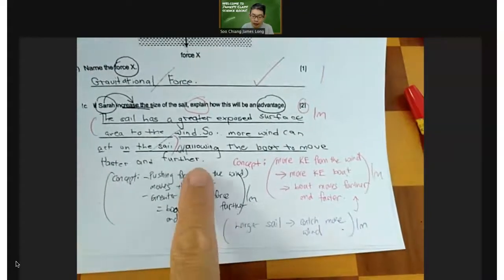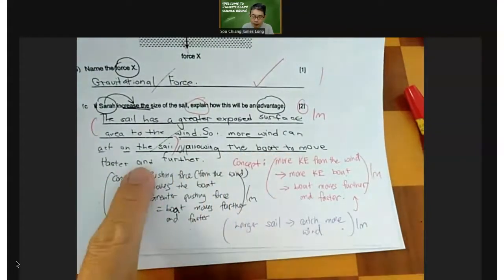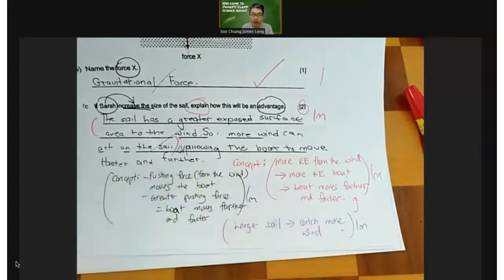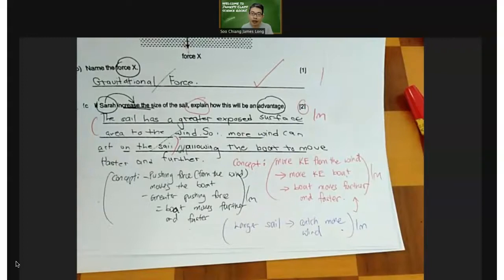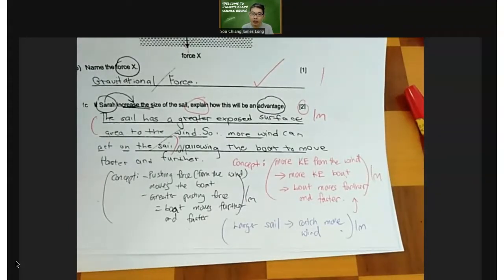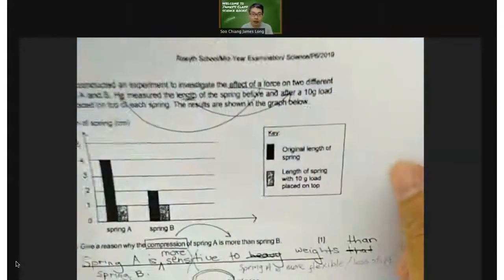So in your answer, you just mentioned it allows the boat to move further. You talk about the advantage, but you did not explain what allows the boat to move further. Is it that there's more kinetic energy, or is it that there's more force? That link wasn't made. Alright? So that's why I think for this, you should only get 1 mark. Okay, next one.